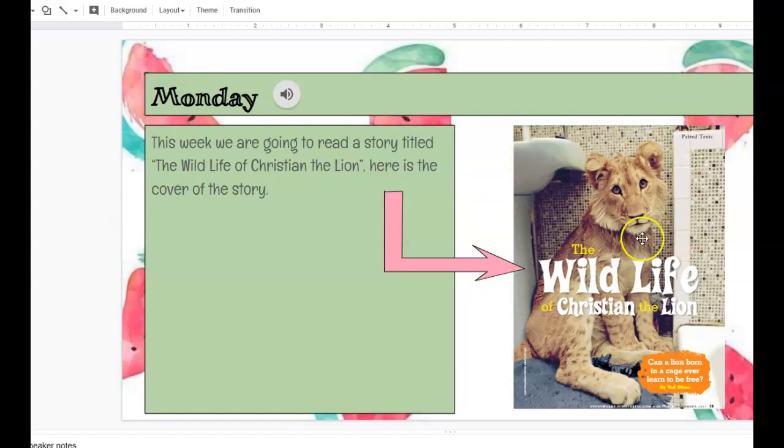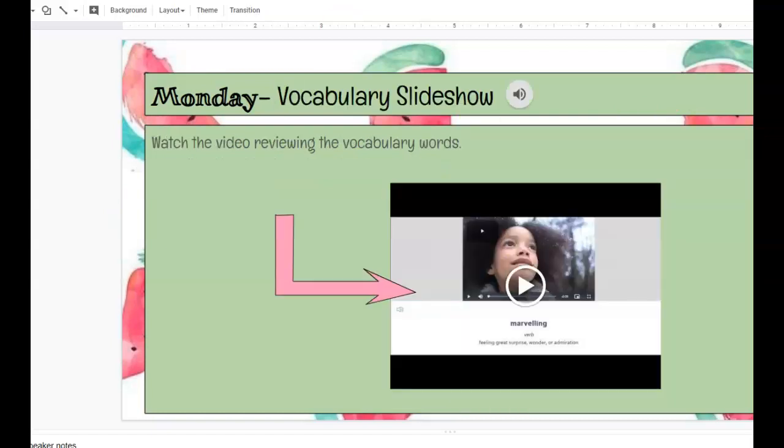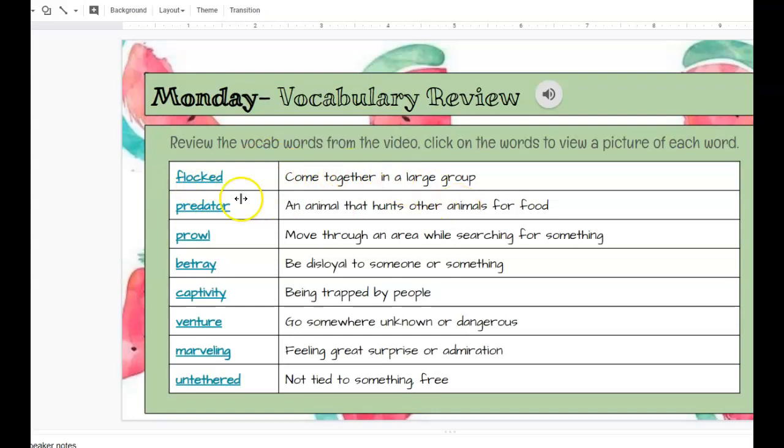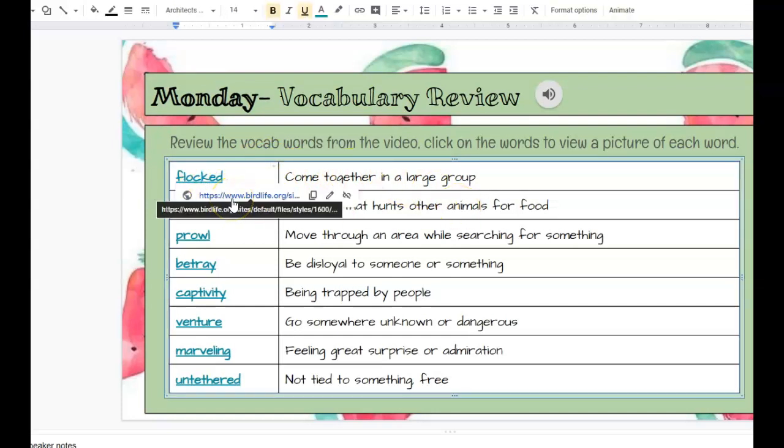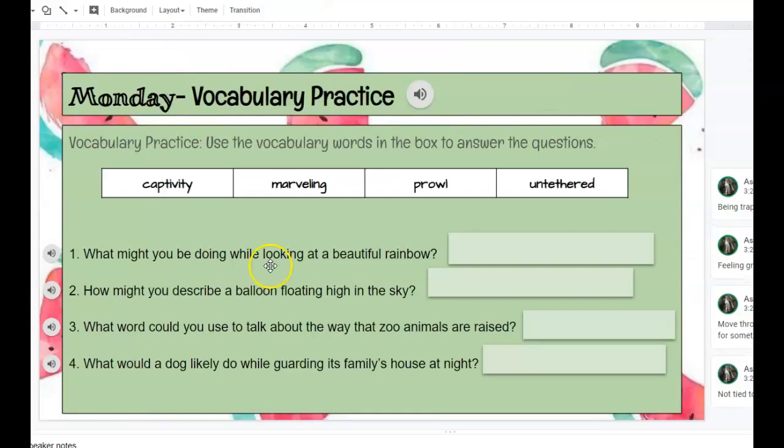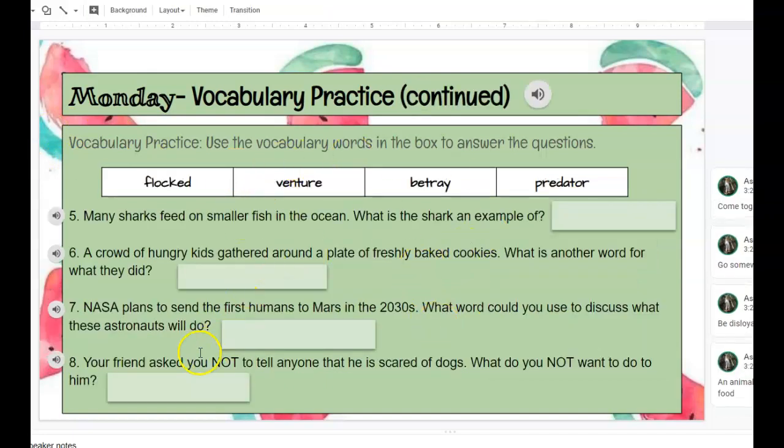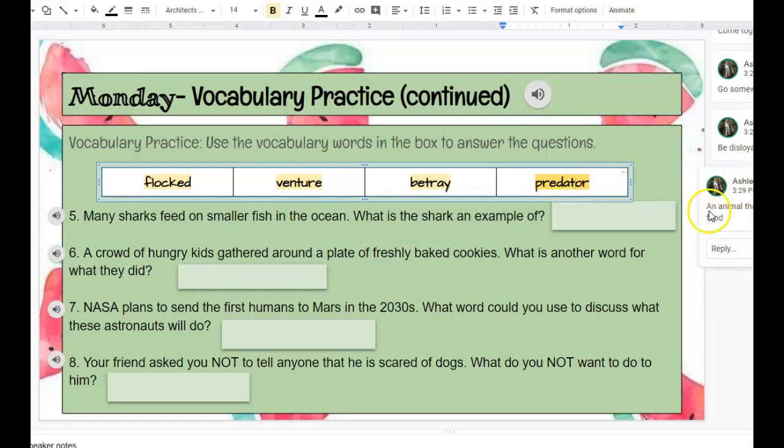So for Monday, here is the story that we're talking about for this week. Monday, you should review the vocabulary slideshow. If you don't want to watch this video, you can always read the definitions on your own, and if you click on each of the hyperlinks, it will take you to a picture of each of your vocab words if you prefer to go through them that way. Then you are filling in the sentences with the correct vocabulary word on both of these two slides. And if you forget, I also have attachments over here. If you click on each of the vocabulary words, it will bring up the definition as well.